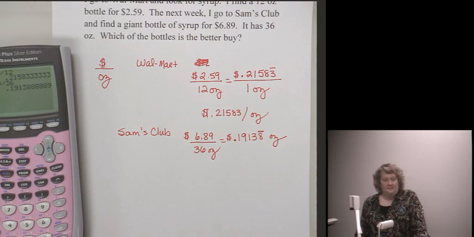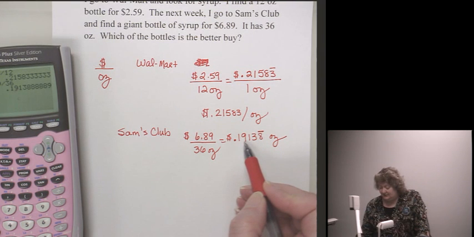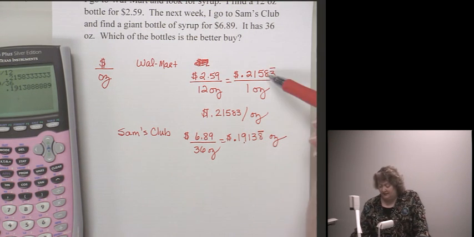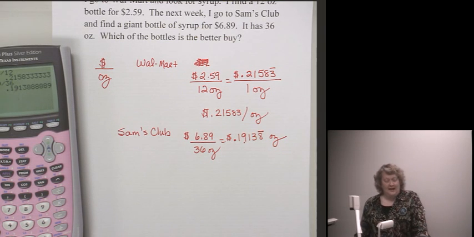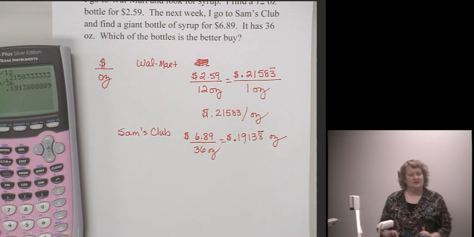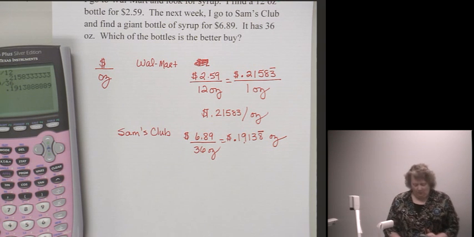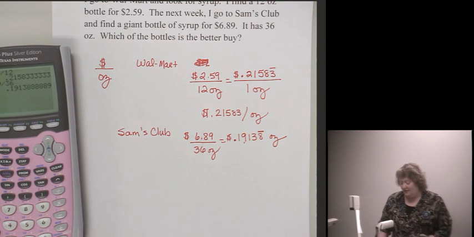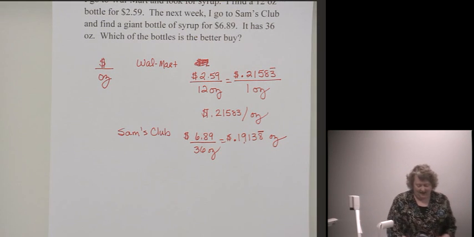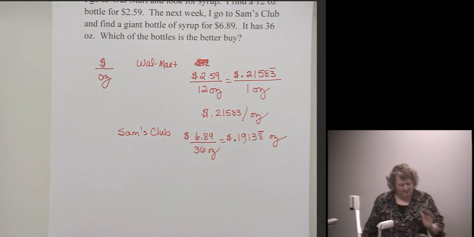So which is the better buy? Well, Sam's Club is the better buy because it's a couple of cents cheaper per ounce than the Walmart. So I am better off buying in bulk for my maple syrup. And as an aside, I did make these numbers up. I do not know how much the maple syrup is at Walmart or Sam's Club. And I did not have time to research this before I made it. So these are made up prices.